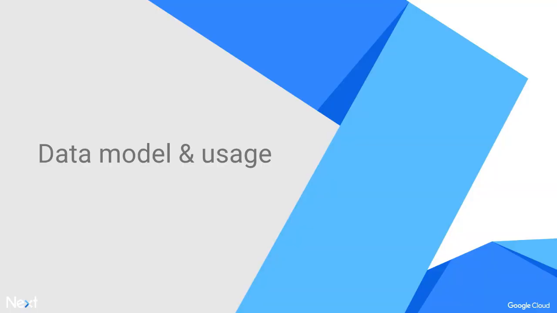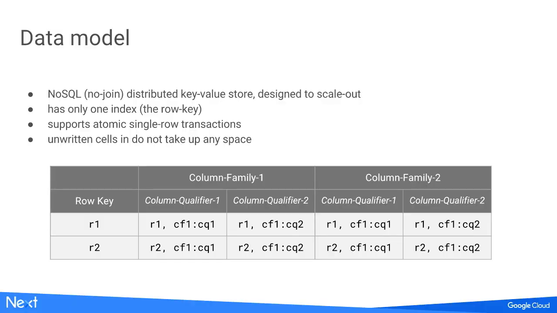Moving up from inception to what it is, to how to use it, to what it looks like internally. The data model: it's NoSQL, no join, a distributed key value store. So essentially, you have mechanisms to retrieve keys very, very fast. We'll talk about some other operations you can do on keys, but it's only one index. It's like having a table with one index, which is essentially the row key, as it's called.